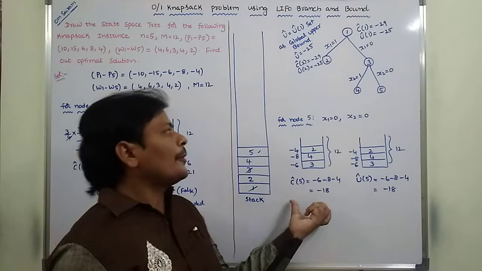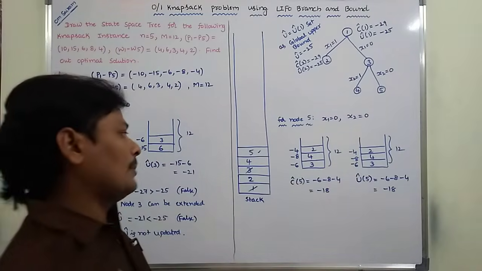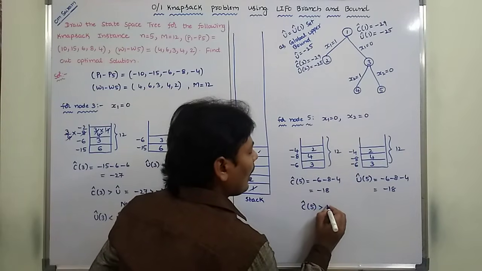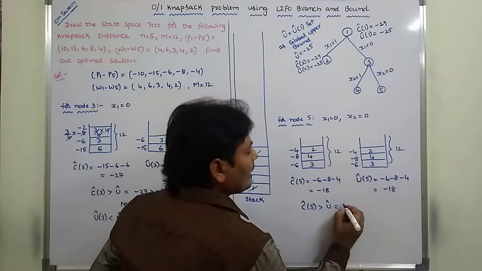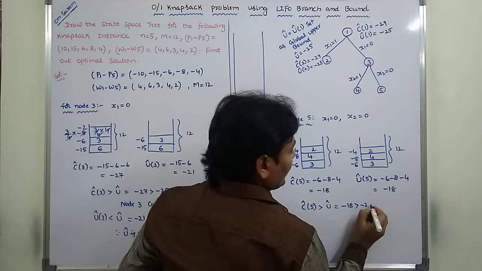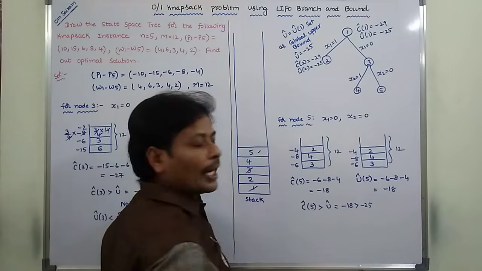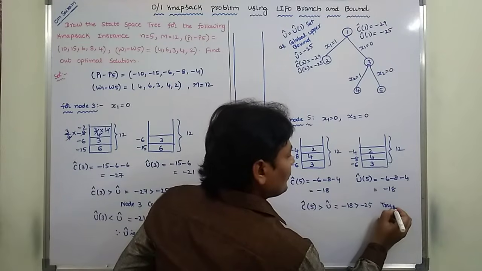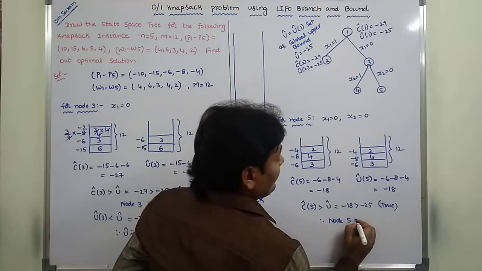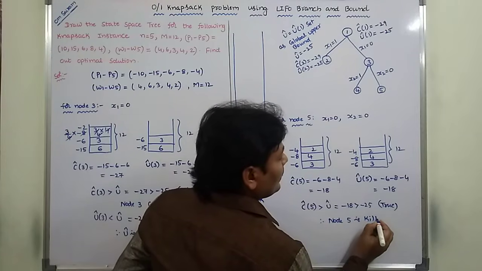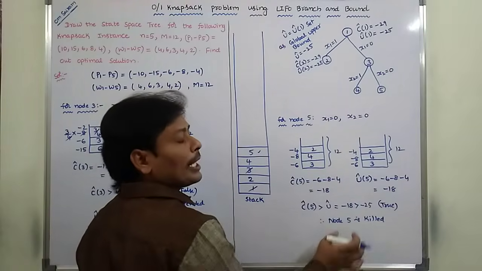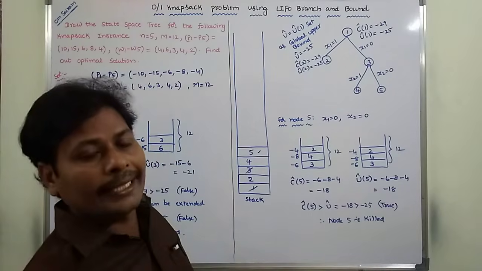Now, can node 5 be extended or not? Its C cap value is compared with the global upper bound value. C cap of 5 is -18, greater than global upper bound -25. -18 greater than -25, so this is true. Therefore, node 5 is killed. If the condition is true, we have to kill that node. If the condition is false, we have to extend that node.